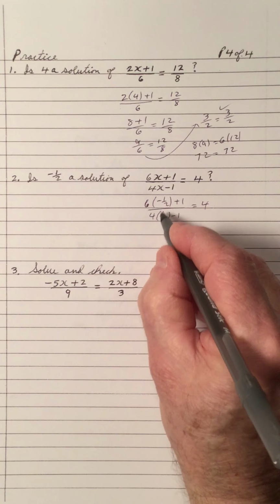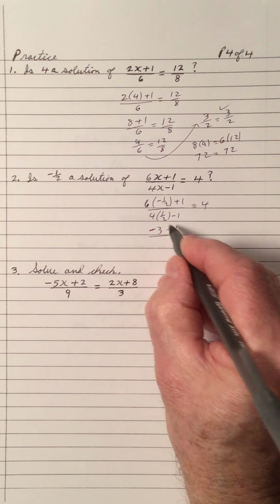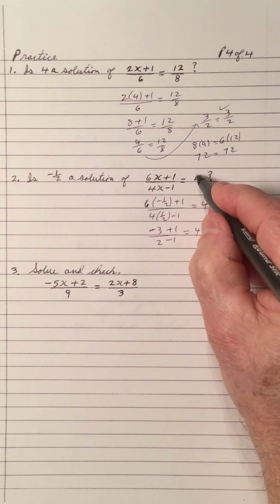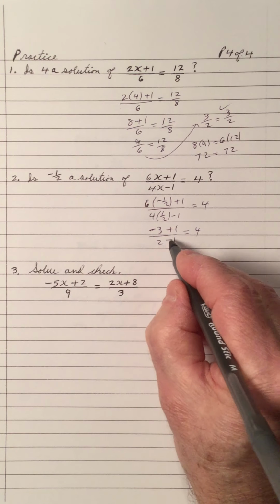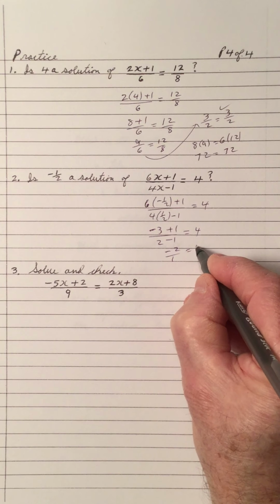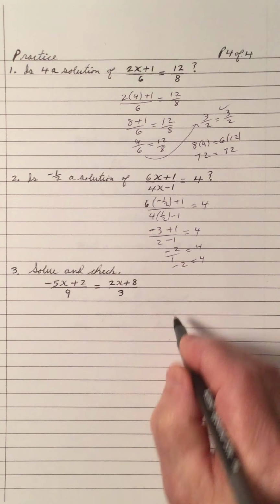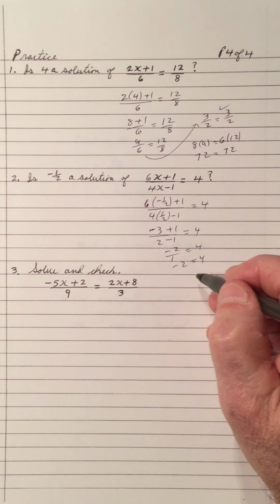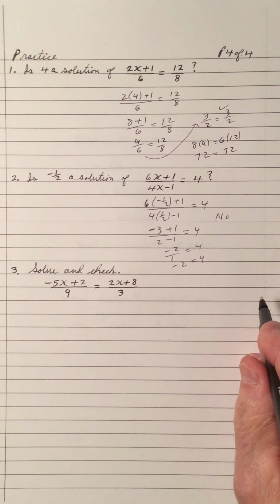We work the top. A half of 6 is negative 3. A half of 4 is 2. Notice I have nothing to do with this side because it's already done. And that gives us negative 2 over 1. And that gives us negative 2 equals 4. So, yep, it's not a solution. No. Negative a half is not a solution.